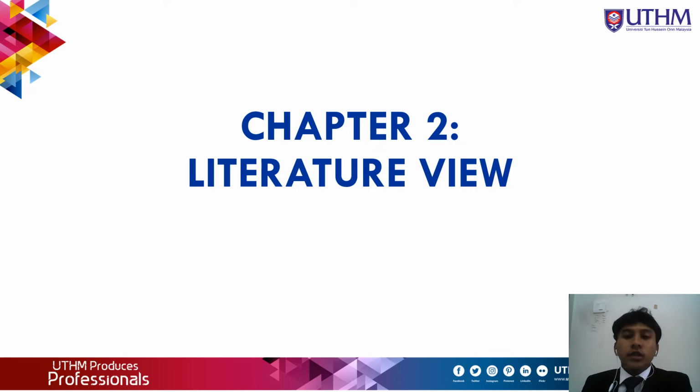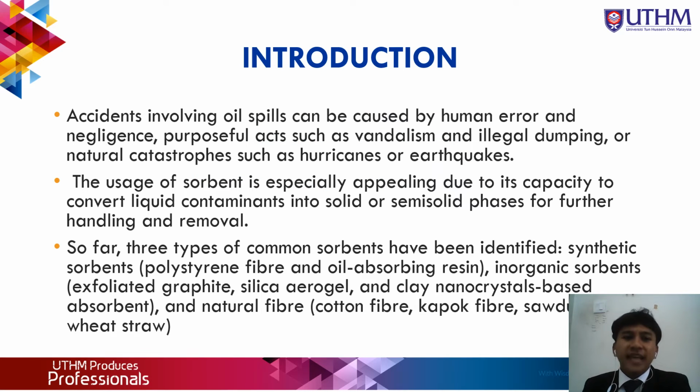Okay, we move to Chapter 2, which is the literature review. Accidents involving oil spills can be caused by human error and negligence, purposeful acts such as vandalism and illegal dumping, or natural catastrophes such as hurricanes and earthquakes. Around 200 different sorbent materials are being manufactured and used.